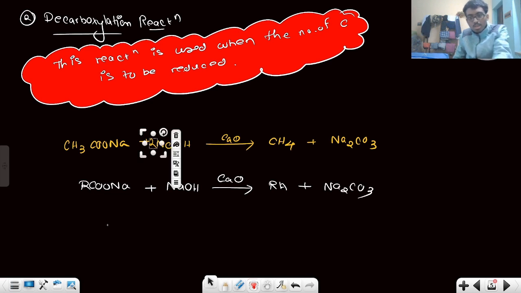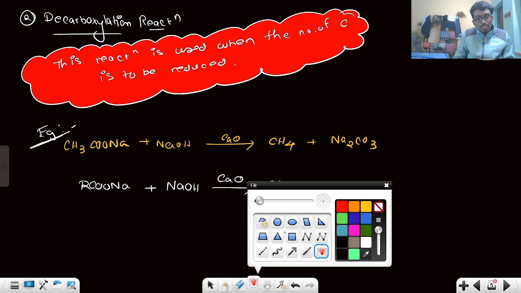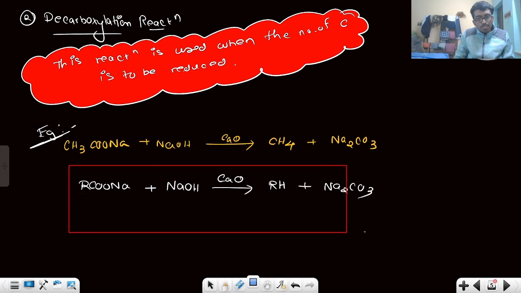So these two will not be there. The reaction is already balanced. Clear? So RCOONa plus NaOH will give, in the presence of CaO, RH plus Na2CO3. So this H is not visible, RH plus Na2CO3. Clear? Basic funda is this one and this is the example. Please remember the basic funda because that will be required in your exam.